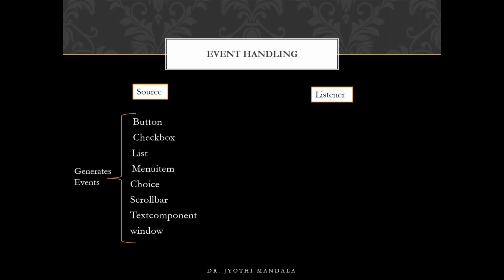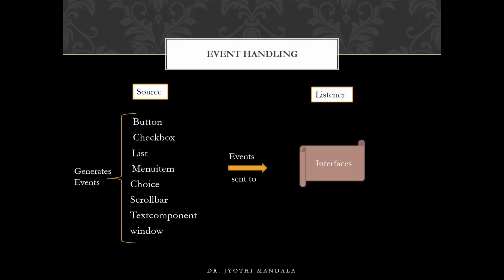So these sources will generate the events. Whenever an event is generated, it will be sent to a listener. Now what actually is this listener? I told you the listener is nothing but your Java code. Here we will be using interfaces. Predefined interfaces will be there for the respective event. If an event is generated by a particular button, then related interfaces and related classes are there, and we need to use those interfaces and classes.